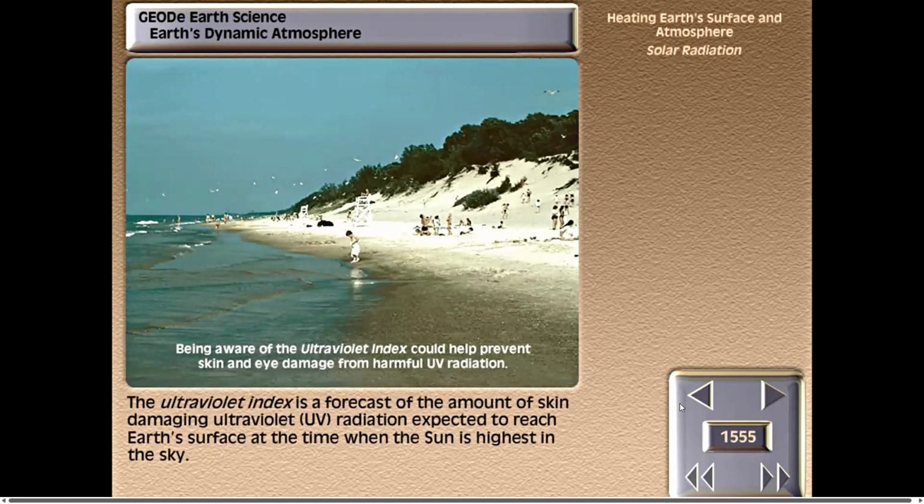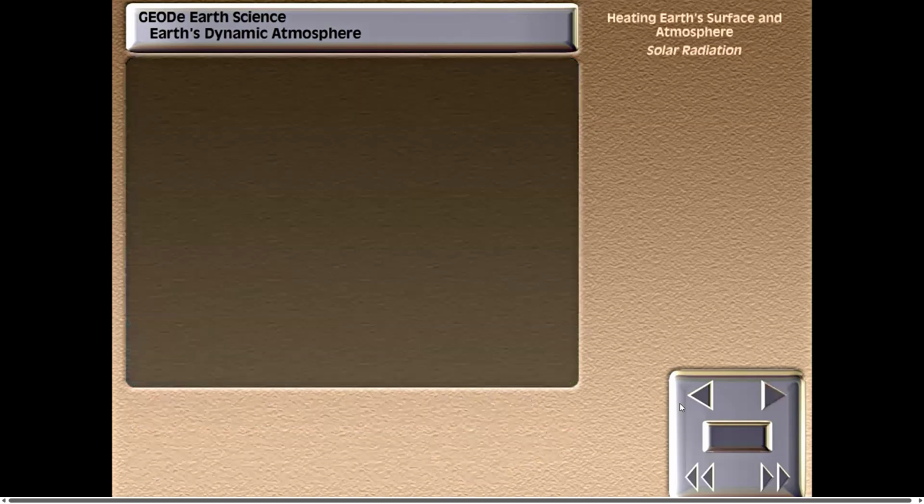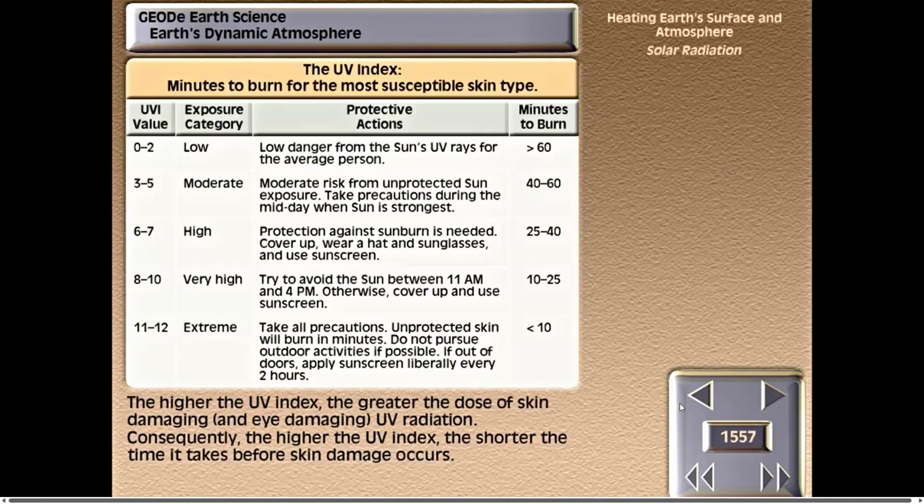The ultraviolet index is a forecast of the amount of skin-damaging ultraviolet radiation expected to reach Earth's surface at the time when the sun is highest in the sky. The amount of UV radiation reaching the surface is primarily related to the sun angle, the amount of ozone in the stratosphere, and the amount of cloud cover. The UV index ranges from 0 to 11 or higher. The higher the UV index, the greater the dose of skin-damaging UV radiation. Consequently, the higher the UV index, the shorter the time it takes before skin damage occurs.